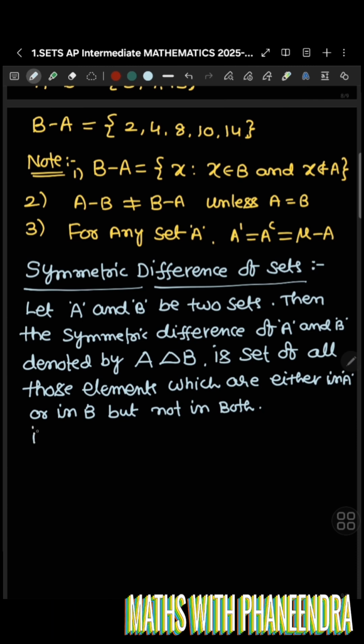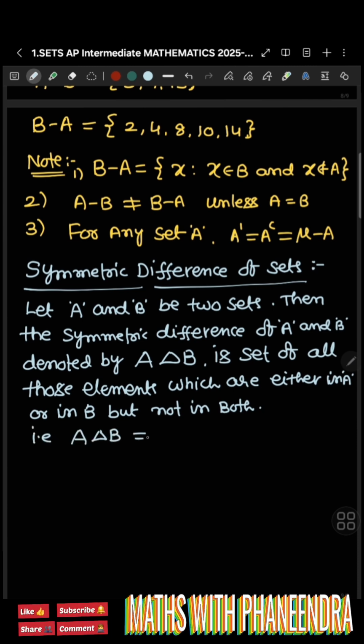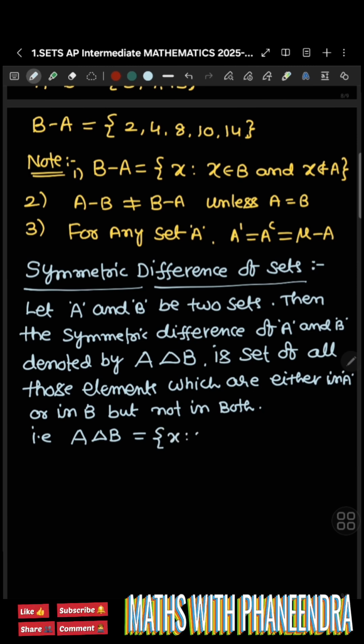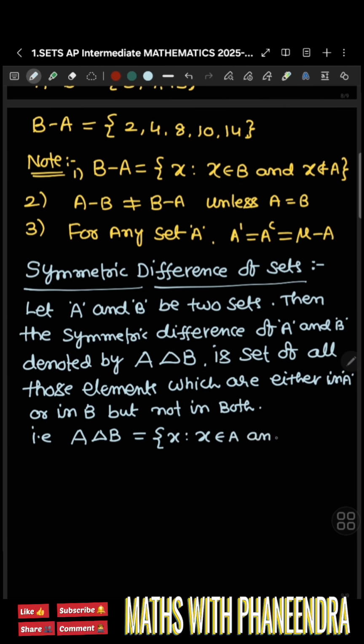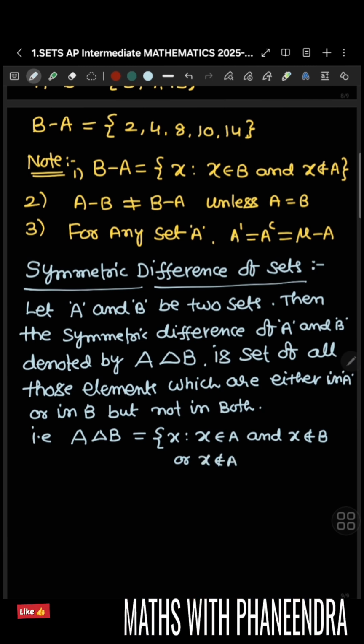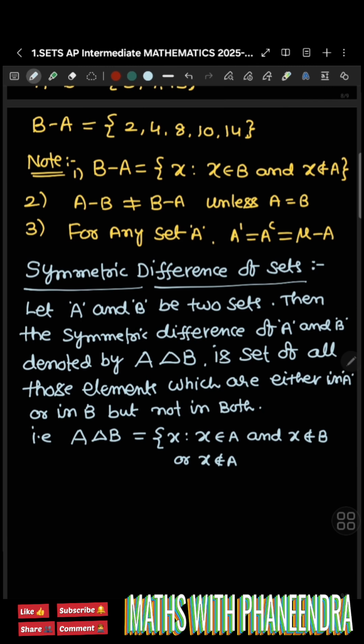That is, we can write A delta B is equal to the set of X such that X belongs to A and X does not belong to B, or X does not belong to A and X belongs to B.